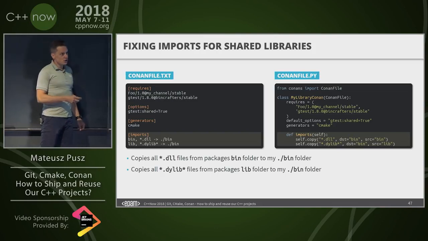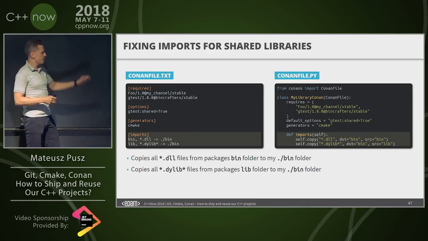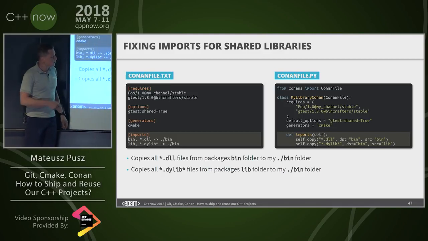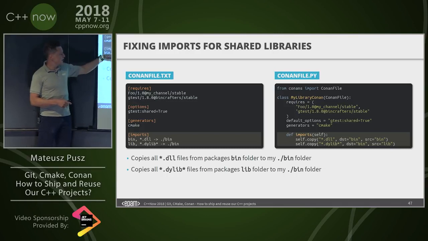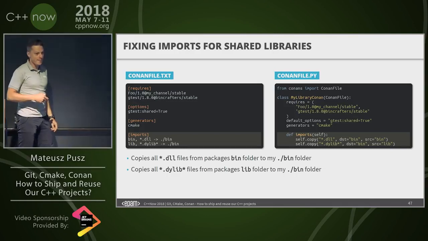You will find out when using shared versions that you will sometimes have problems with linking and execution, saying that you cannot find the DLLs needed to execute this library. So there is a specific imports clause and imports function here, saying that you want to copy all the DLLs to your current binary directory in order for the dependencies to be found.